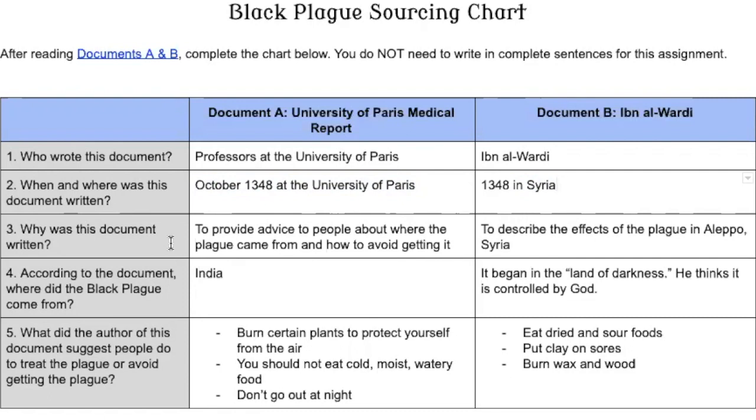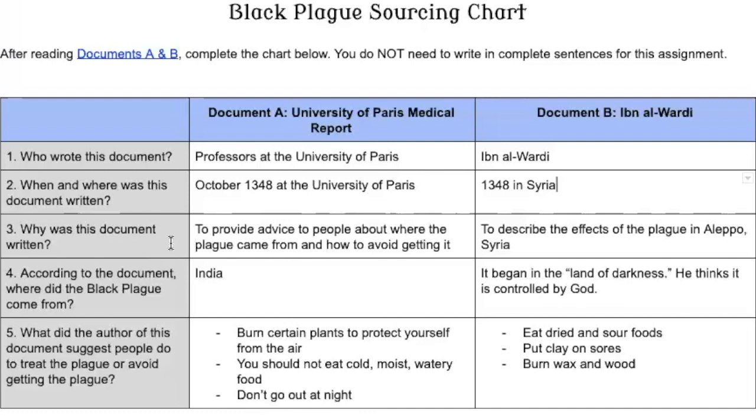According to document A, the plague began in India. Document B said it began in the land of darkness. Now, this could be a religious interpretation that it is some kind of evil force that was brought on by God. The land of darkness historically is also coded language for a land where darker skinned people live. So you can take that either way.